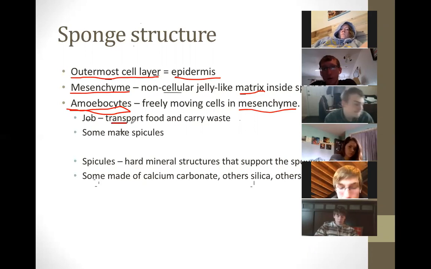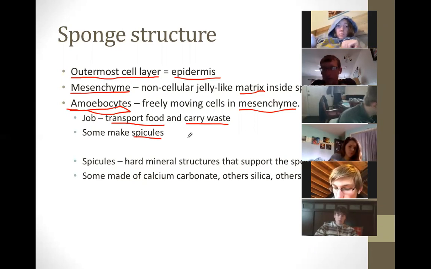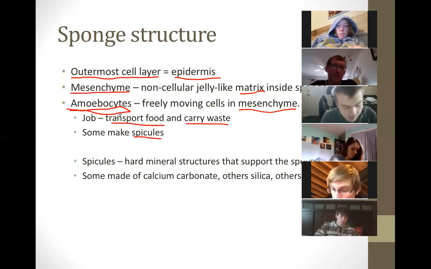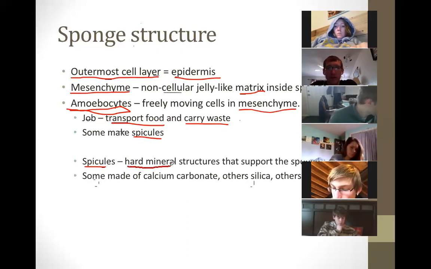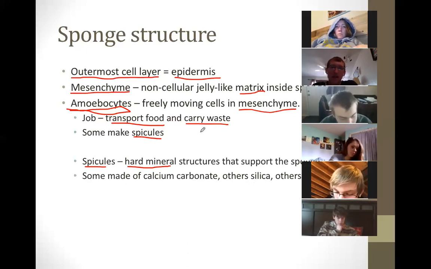They move food for the sponge. They move waste for the sponge. They make these little hard structures called spicules, which are like the 2x4s that support the house. You know, they're the structural piece of the sponge. And spicules are these hard minerals that support that sponge. They don't have a skeleton. They don't have bones. They don't have an exoskeleton made of chitin. They have spicules that hold their body up.